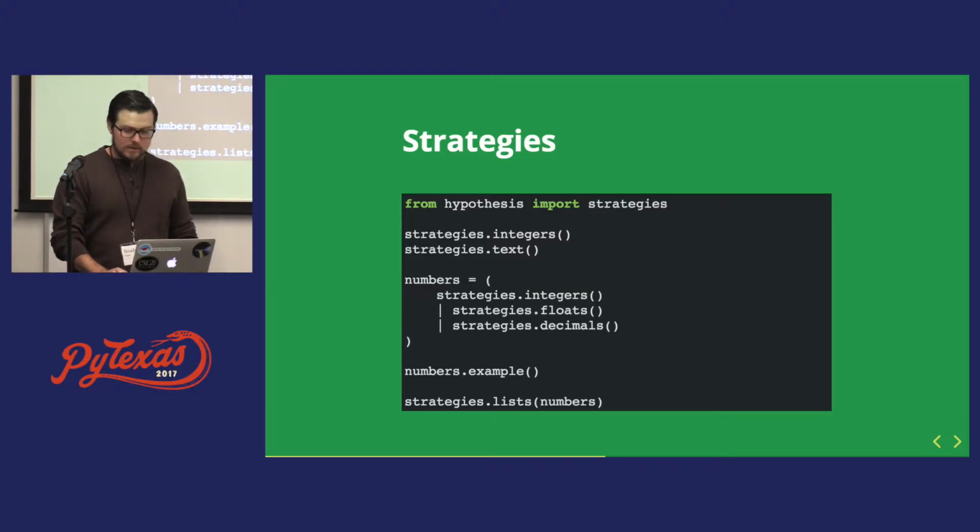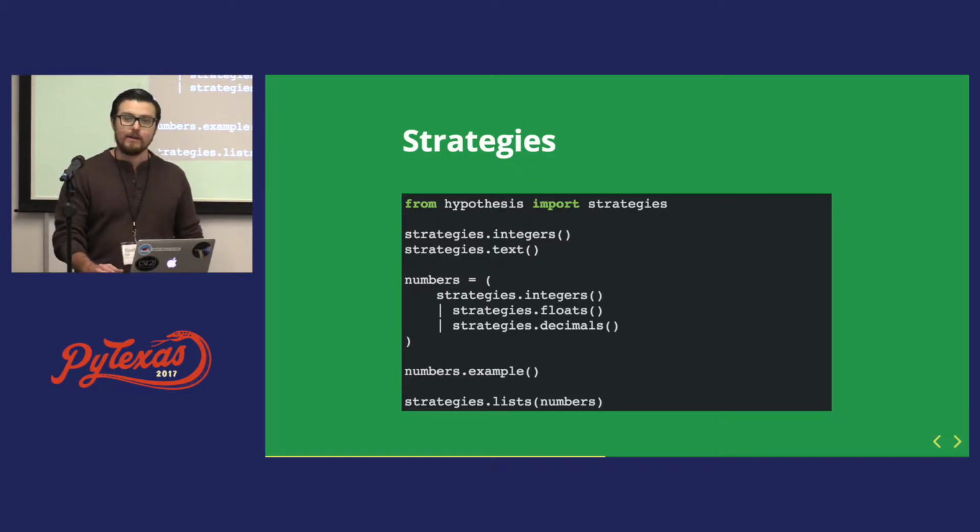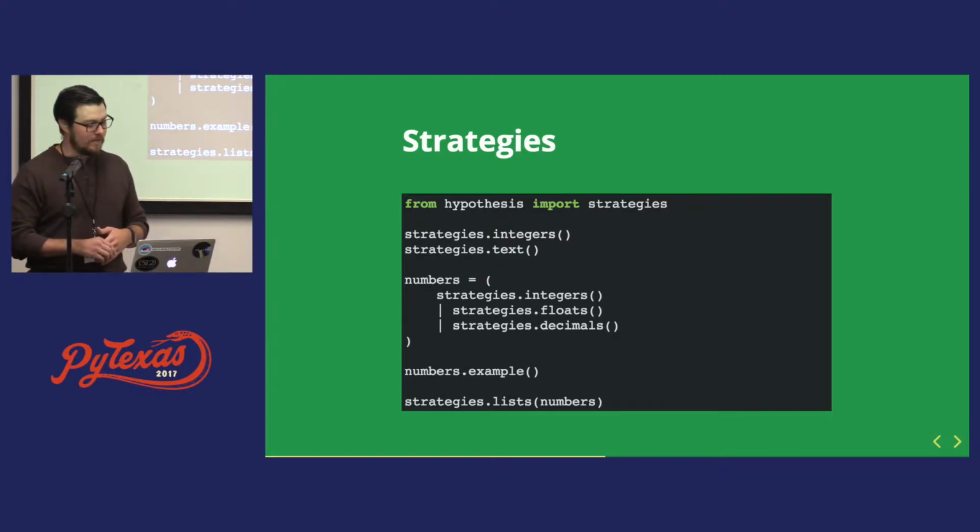Not just strings. This is a bunch of stuff you can do with Hypothesis. You can generate integers. You can generate text. You can use union operators to combine all those things. So like here we're defining numbers to be either integers or decimals or floats. And then we can just say, give us an example. And that's where you would be using it in place of fixtures that you have right now.